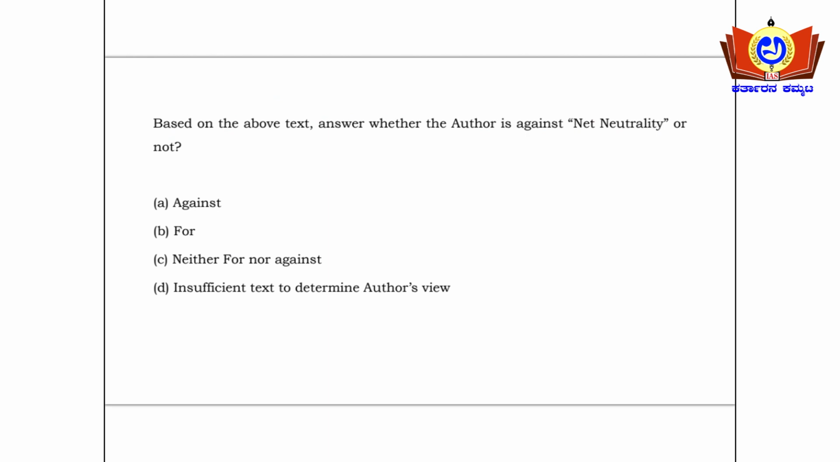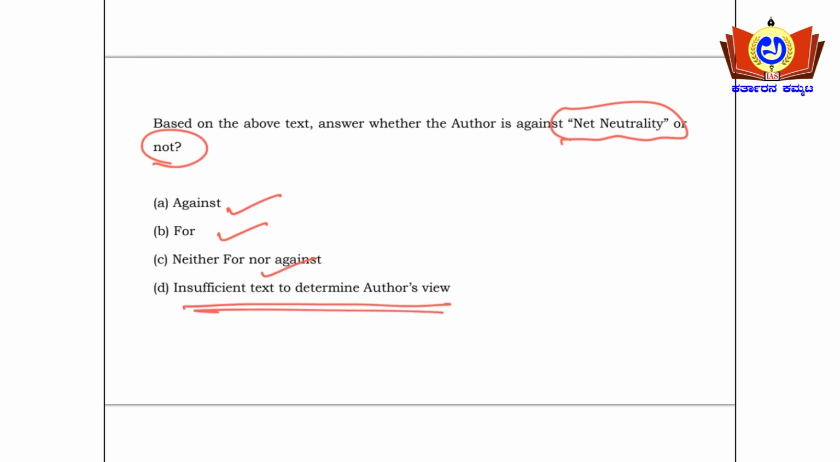Based on the above text, answer whether the author is against net neutrality or not. Okay, so the question is asking whether the author is against net neutrality or not. So what is it, is he against? He's neither for nor against: insufficient text to determine the author's view. I'll be reading the passage here.